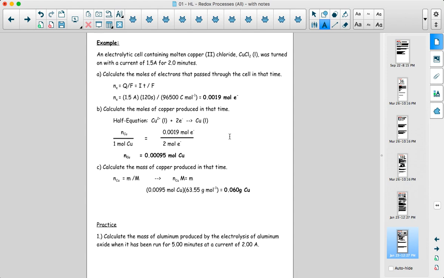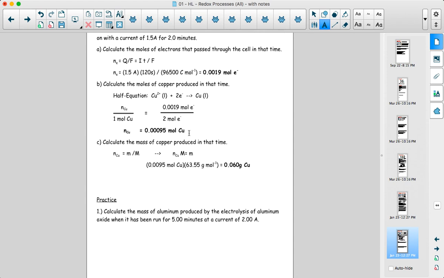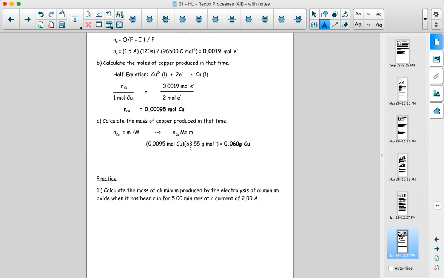Step 2, apply the mole ratio. You should be able to figure out that because it's a copper 2+ ion, it would take 2 electrons to turn it into copper, the element, and that's what would happen in electrolysis. So it's a 2-to-1 ratio, 2 moles of electrons for every 1 mole of copper formed. That means the moles of copper formed in this amount of time is 0.00095 moles of copper. And if the question wanted the mass of copper produced, you simply take the moles times the molar mass from the periodic table. And that means that in those 2 minutes, you would make 0.06 grams of copper.